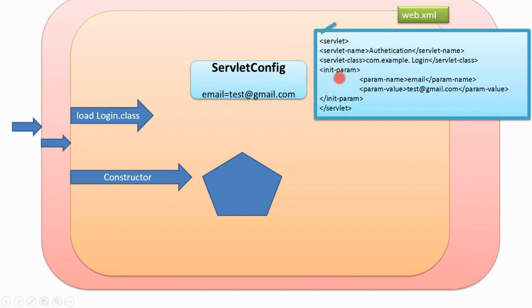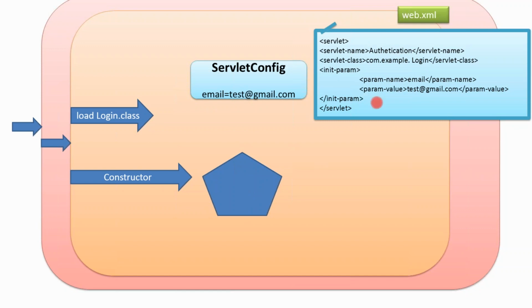If you want some information to be stored in the servlet config object, then you can do it with the help of an initialization parameter. So init param takes two elements. One is param name and the second one is param value. When the container reads this web.xml and creates the servlet config object for this servlet, I repeat, first the container will read this web.xml file. After it reads the web.xml file, it will try to create an instance of the servlet.